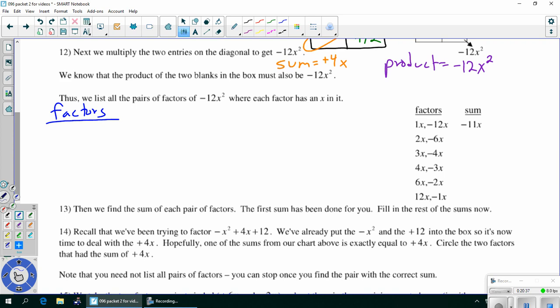And we're going to do this in a very organized way. I'll start with 1x. What's the partner to multiply by to get negative 12x squared? Well, it's a negative 12x. Okay, that was great. How about 2x? How many times does that go into negative 12x squared? Well, it goes in negative 6x times. 3x goes in. How many times does that go in? That's negative 4x. 4x goes in negative 3x times to get the negative 12x squared.